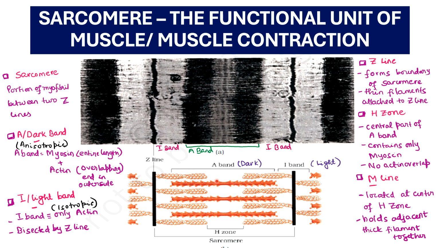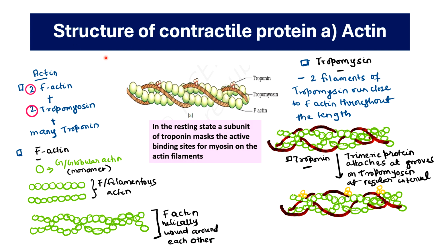So the region of the A band which looks less dark is called the H zone, and the line bisecting the H zone is called the M line and is primarily responsible for wrapping around the myosin filaments and holding them intact. So that's all about the sarcomere structure. I hope you are clear about it and understood the structure of the sarcomere.